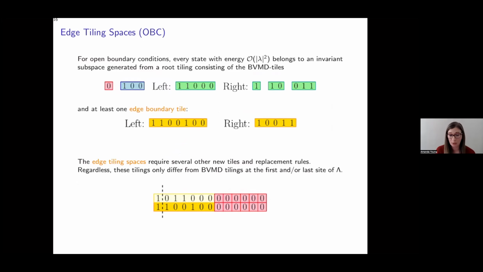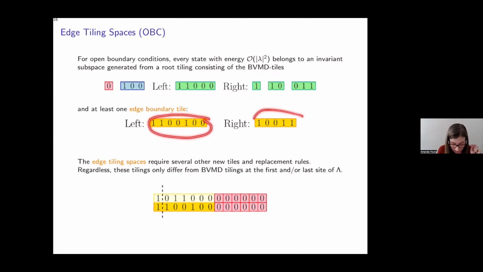So unlike the ground states, we don't have a nice closed form for the actual wave function itself, but we can identify invariant subspaces of the Hamiltonian that do support the edge states. And these invariant subspaces are again generated by a root tiling. However, instead of just using the tilings that I introduced for the ground state space, these invariant subspaces will have to have a boundary tile on at least one of the two boundaries, left or right, and it must contain one of these two boundary tiles.